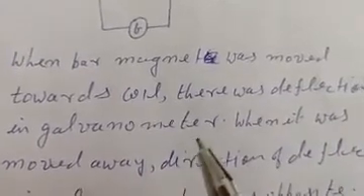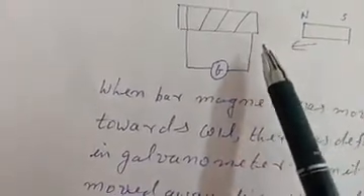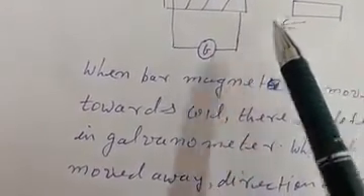So when the bar magnet was moved toward the coil, there was deflection in the galvanometer, but when it was moved away, the direction of the deflection was opposite, and when the magnet was held stationary, there was no deflection. And when the bar magnet was moved towards or away from the coil swiftly, that is with higher speed, then the deflection in the galvanometer was more.